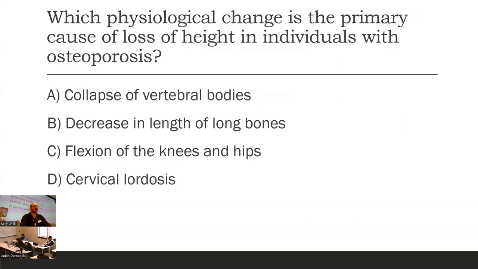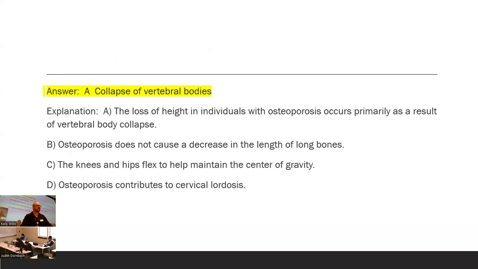Which physiological change is the primary cause of loss of height in individuals with osteoporosis? A, collapse of vertebral bodies. What do you think of that one? A decrease in length of long bones. Flexion of the knees and hips. Cervical lordosis. And it's going to be collapse of vertebral bodies. You start getting some bone loss and they collapse and you become shorter.